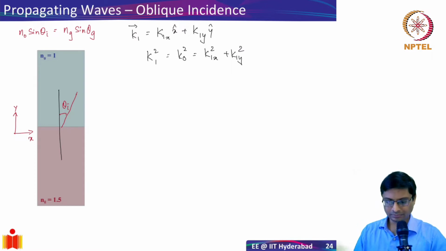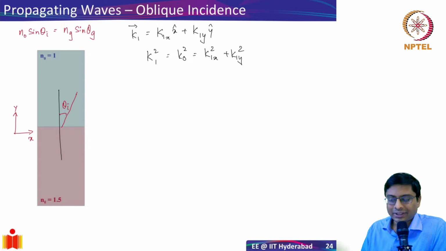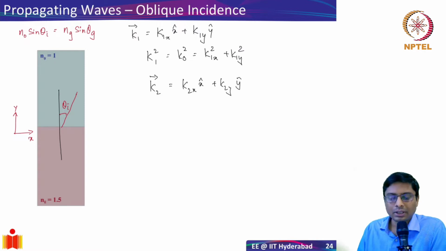Now, such a wave is incident on this medium. What should happen? It turns out that we should have a second wave vector. We don't know what the components are, but in general I can write the second medium wave vector k2 as k2x x cap plus k2y y cap. Now my problem is to define what these components k2x and k2y are.